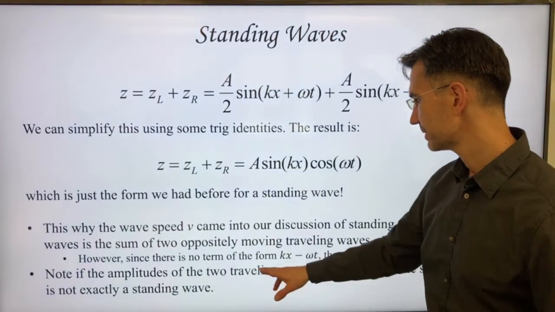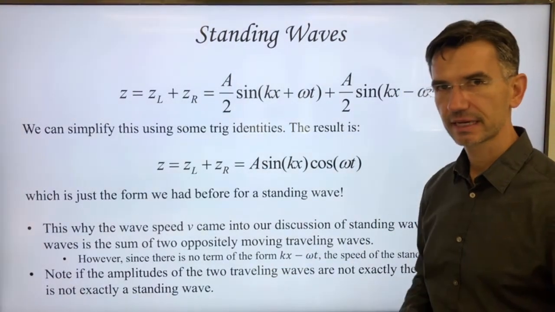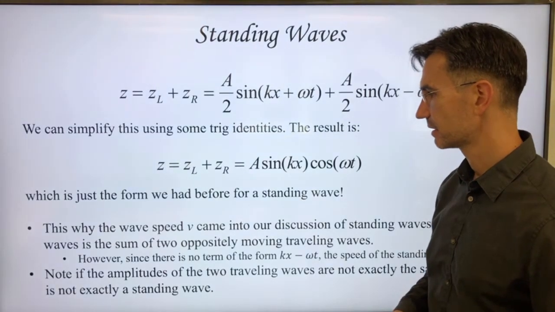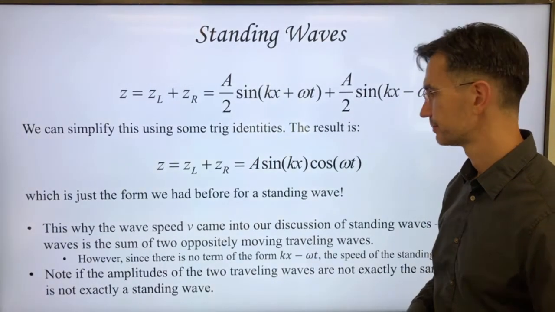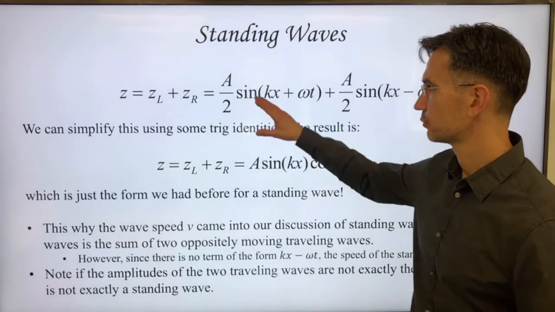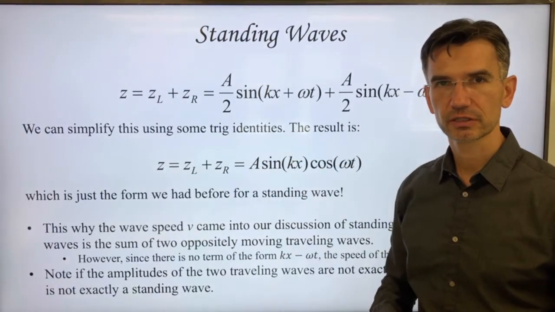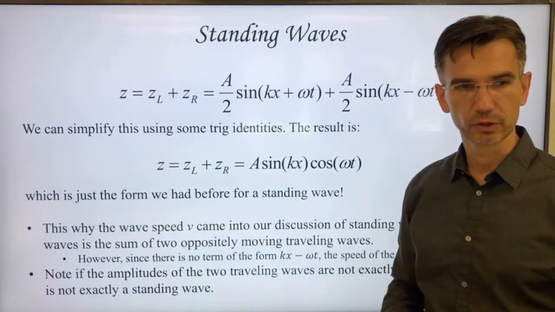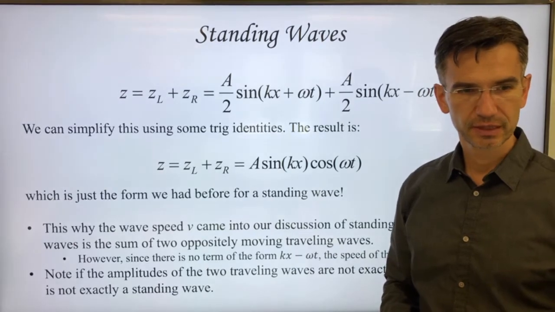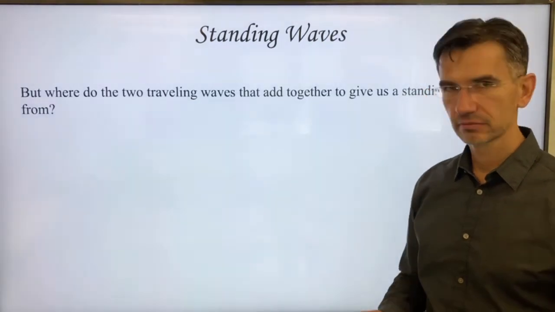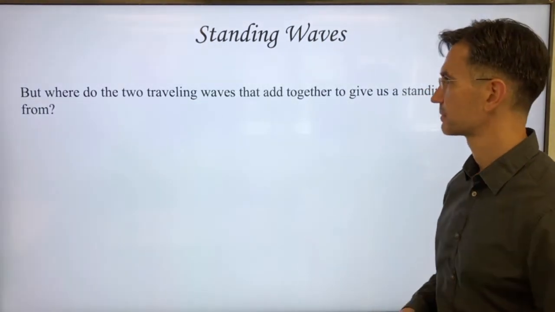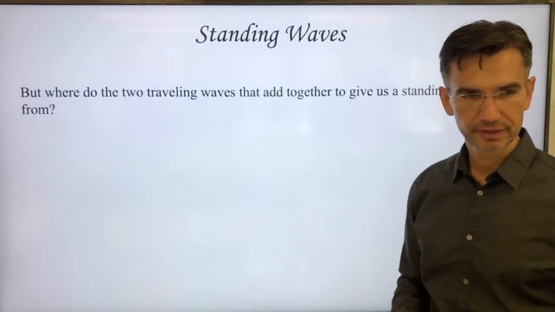Now, if the two amplitudes are not exactly the same, then we don't have exactly a standing wave, because then we'll not have a perfect constructive or destructive interference at the nodes and the antinodes. So let's see how we actually get these two waves to add up together to a standing wave.